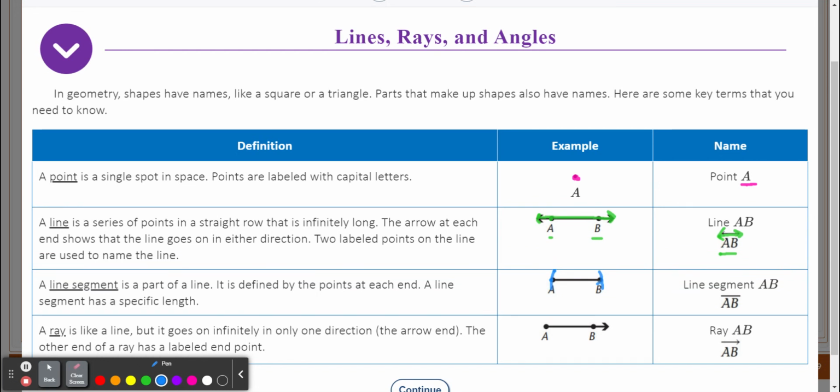And the way you'd write that is, again, you use your 2 points, A and B, and you just write a straight line on top of it. And that tells you it's a line segment.